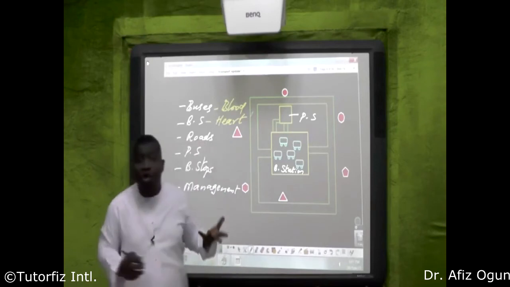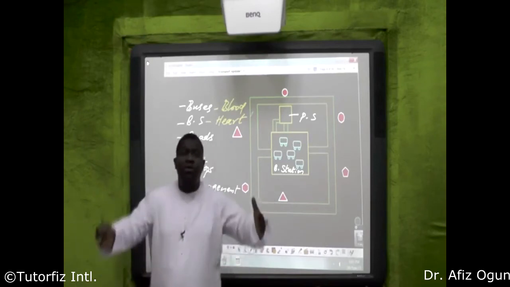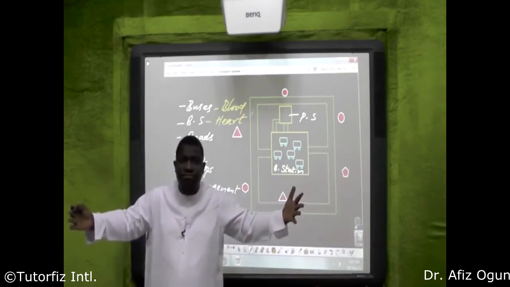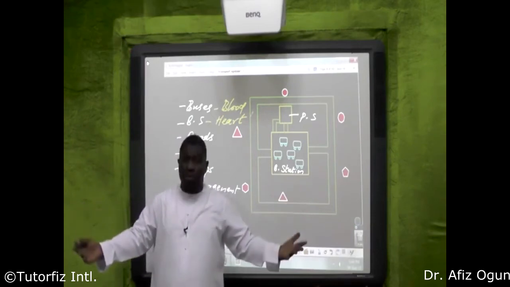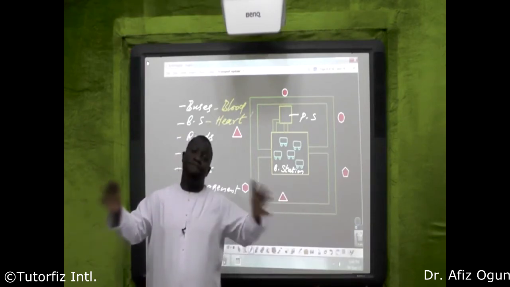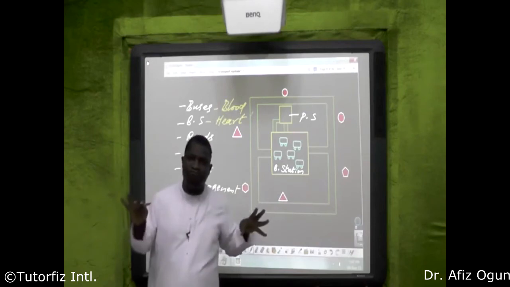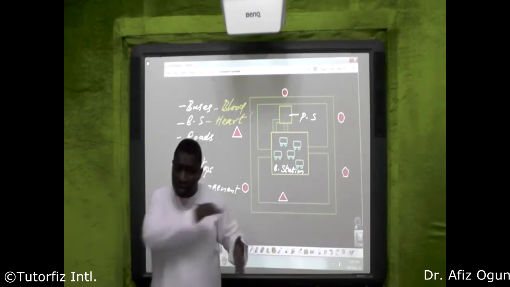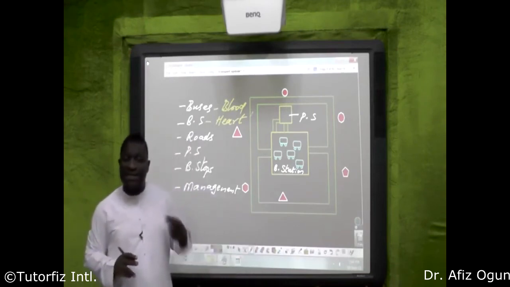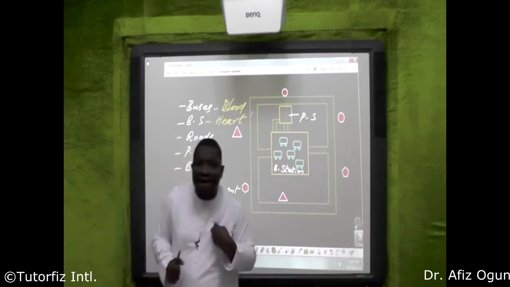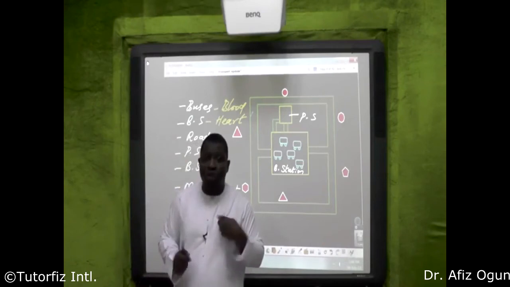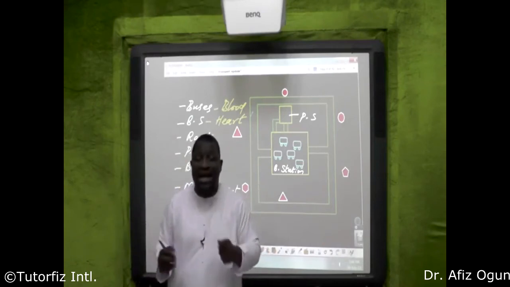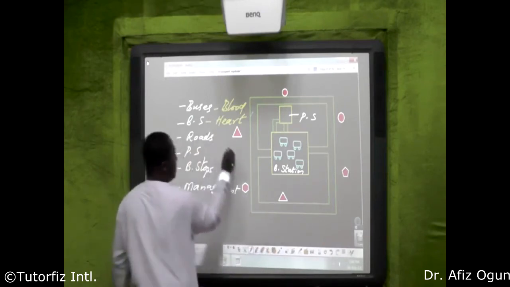And what are the roads? You have small roads, you have big roads. And sometimes when there is a problem, you have rough roads. But we all want what? Smooth road, because we don't want traffic. Same thing in you and I. We have roads of different sizes, and these roads are the blood vessels.